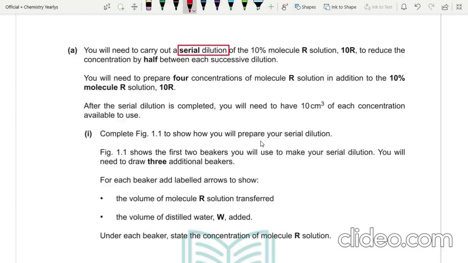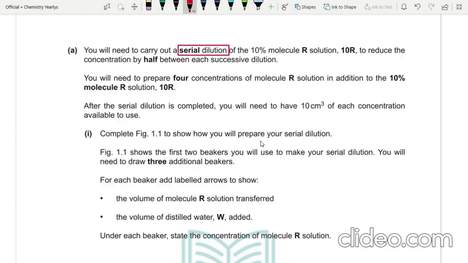You will need to prepare 4 concentrations of the molecule R solution in addition to the 10% molecule R solution, which is the 10R. So after the serial dilution is complete, you will need to have 10 cm cube of each concentration available to use.